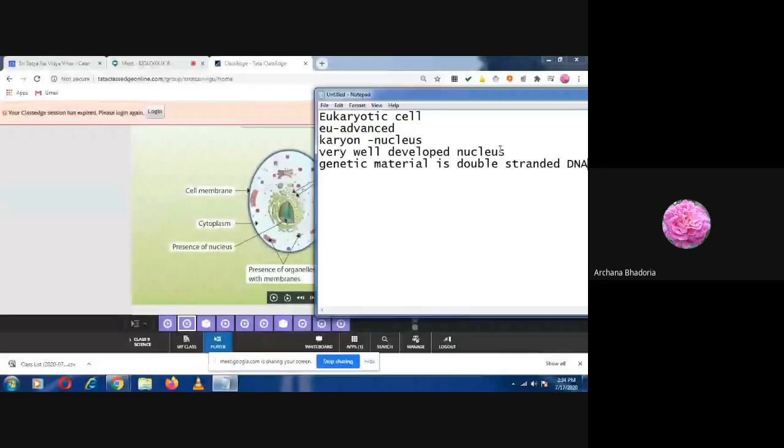So this genetic material is double stranded, and a very important feature is that it is bounded by a membrane. And what is that membrane called? Nuclear membrane. That membrane is known as the nuclear membrane, and since the genetic material is confined to the center, it is bounded by a membrane, that is the nuclear membrane.